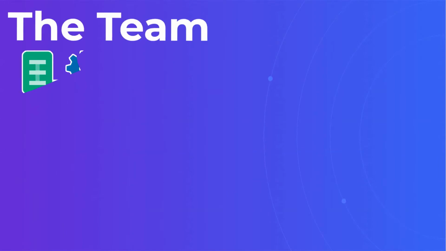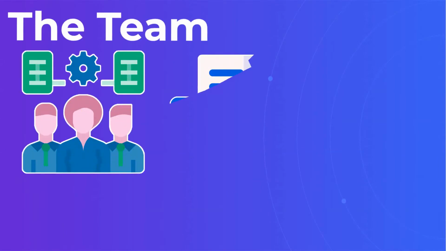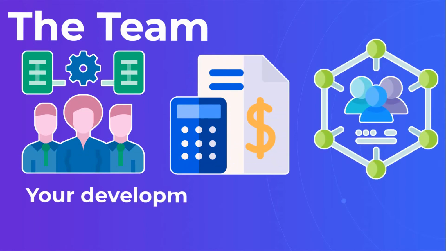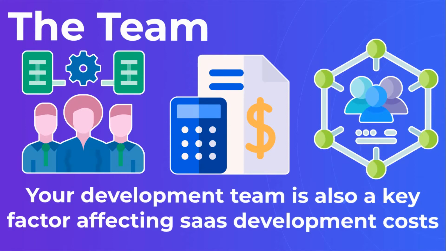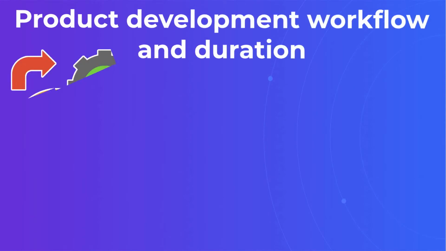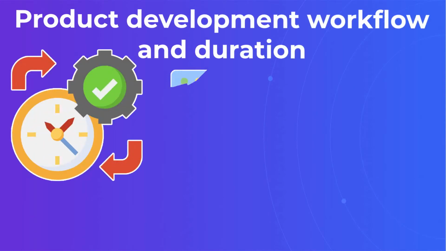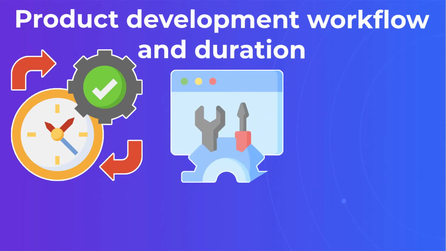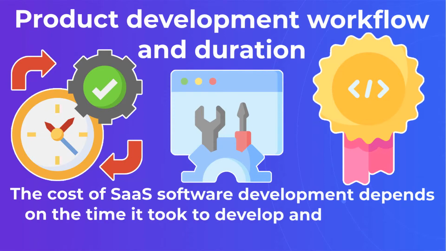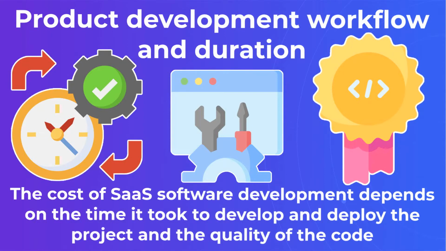The team. Your development team is also a key factor affecting SaaS development costs. It consists of developers that are working on software development, and it can be a team of 2 or a team of 30, depending on the scale of your SaaS. Product development workflow and duration. We've already touched upon some of the key factors of this group, but want to focus on the most important details. The cost of SaaS software development depends on the time it took to develop and deploy the project and the quality of the code.